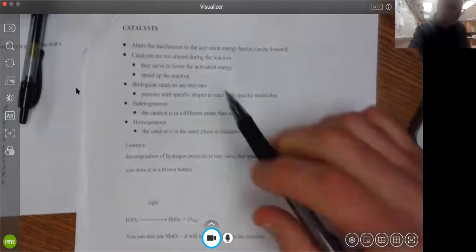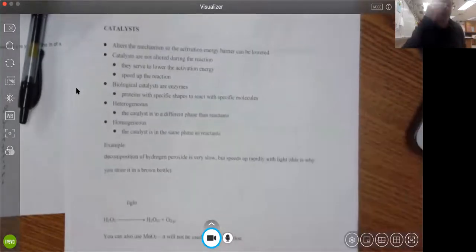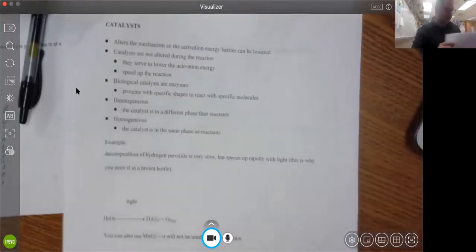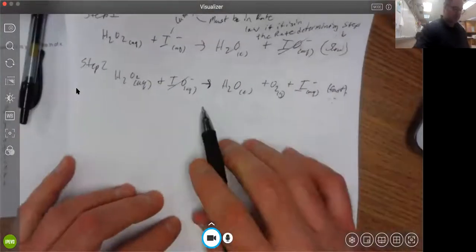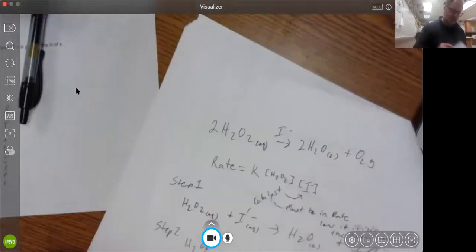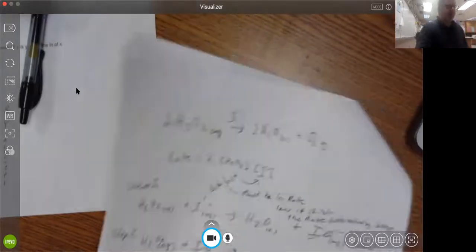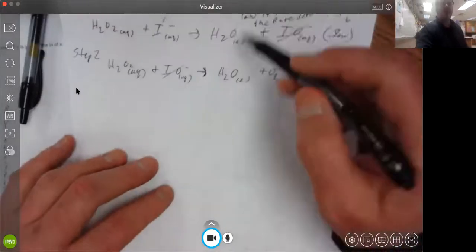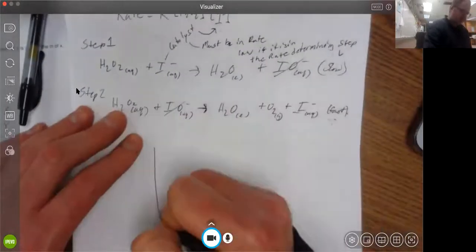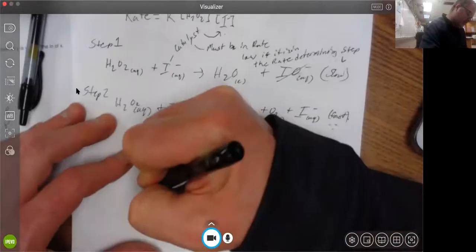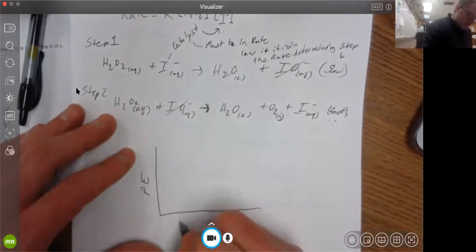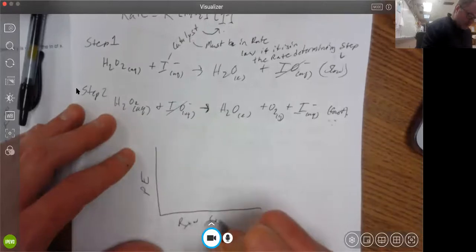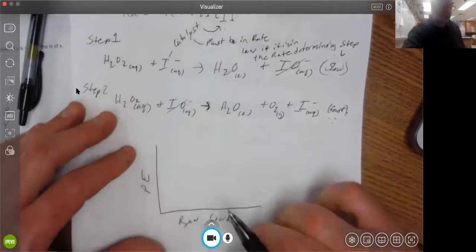All right. Last but not least, we've talked a lot about catalysts. Actually, I want to do one more thing with this. I don't have any information on the endothermic and exothermic nature of this, so I'm just going to do it very generically. What do they call it? Reaction coordinate or reaction progress.